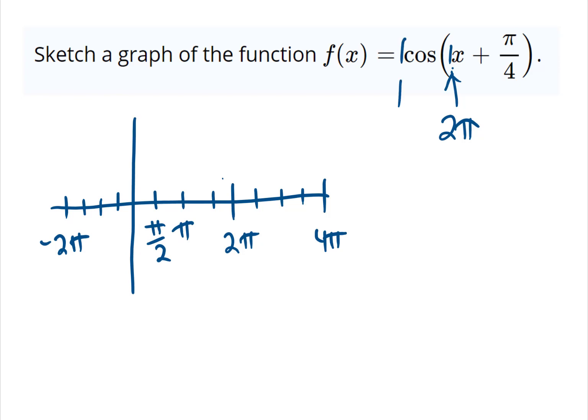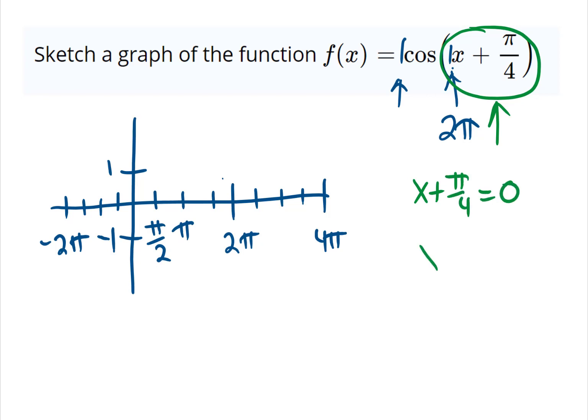Now looking at the amplitude, it's a 1, so I'm going to go as high as 1 and as low as negative 1. All right, next I see that this has a horizontal or phase shift. If you take what's in the parentheses and put it equal to 0 and solve it, it will tell you how to shift the graph. So this graph is going to be moved to the left by pi fourths.